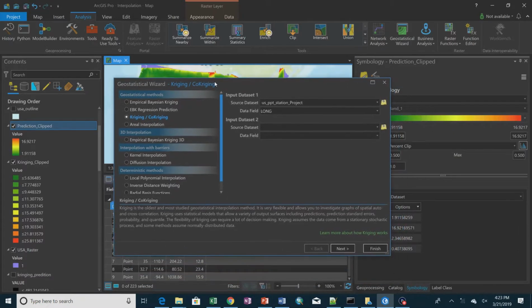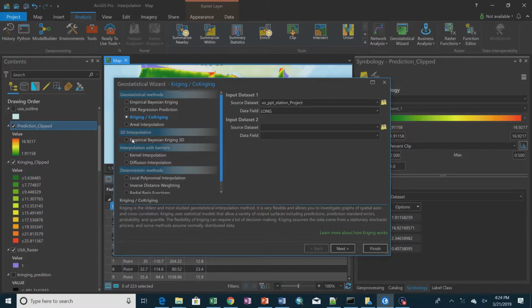Now, in addition to kriging, there are a few other techniques that we didn't even talk about. We've got empirical Bayesian kriging and empirical Bayesian kriging with regression prediction, but we're not really going to talk about those today. But these are kriging with additional parameters associated with them and additional things to learn about. So if you want to dive in and learn more about those, you certainly can.